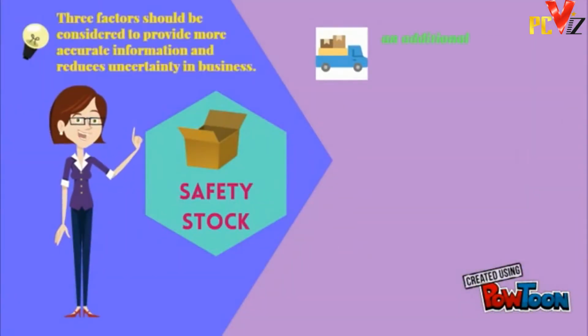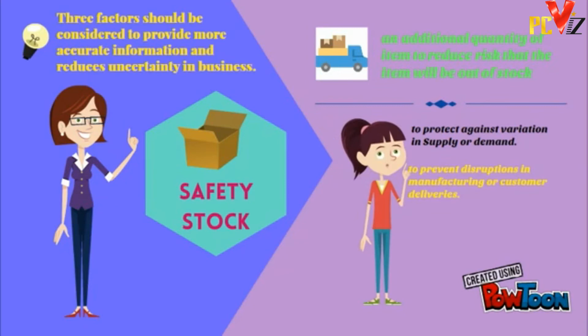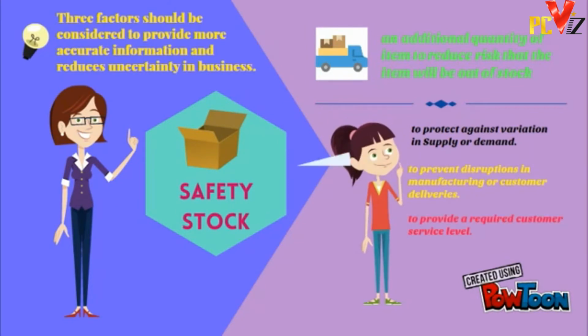Safety stock is an additional quantity of an item to reduce the risk that the item will be out of stock. Why is safety stock needed? Stock to protect against variation in supply or demand. Its purpose is to prevent disruptions in manufacturing or customer deliveries. Stock is maintained to provide a required customer service level.